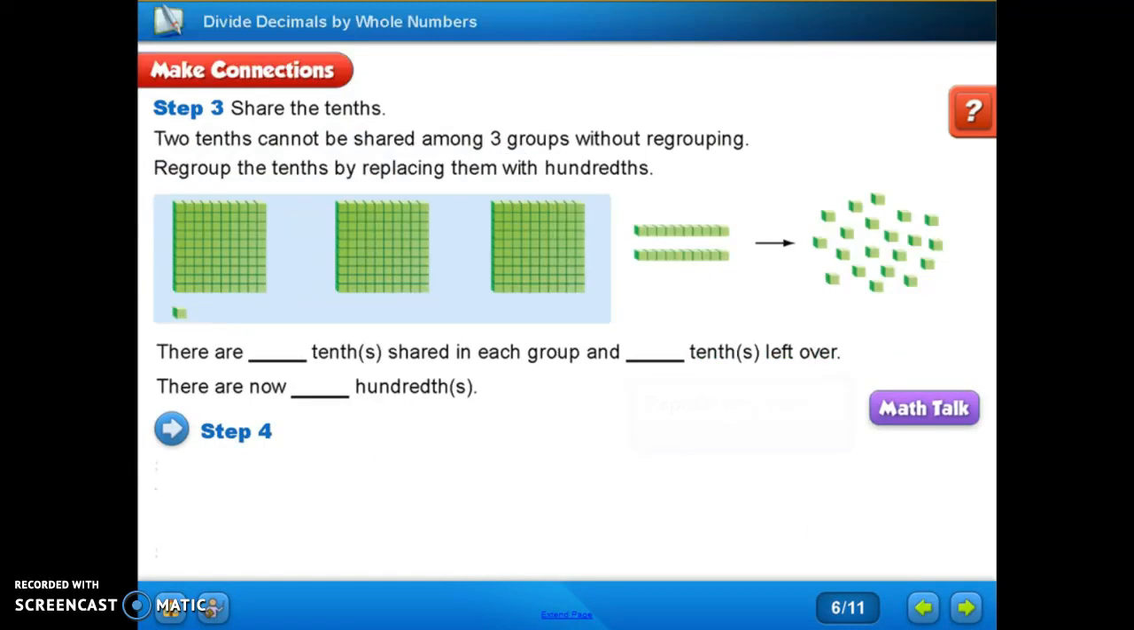Step 3. 2 tenths cannot be shared among 3 groups without regrouping. Regroup the tenths by replacing them with hundredths. So it looks like they traded in all their tenths for hundredths. So how many of your hundredths cubes are you going to get? 20. So altogether you should have how many hundredths cubes? 21.